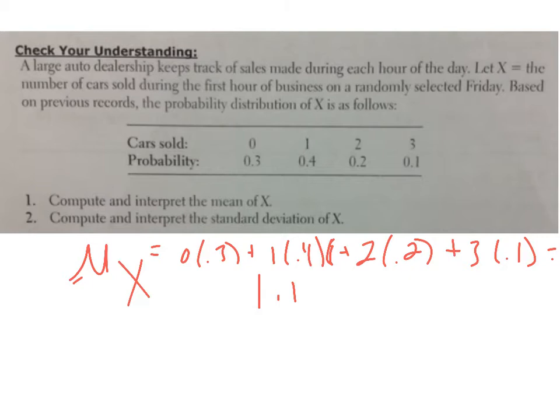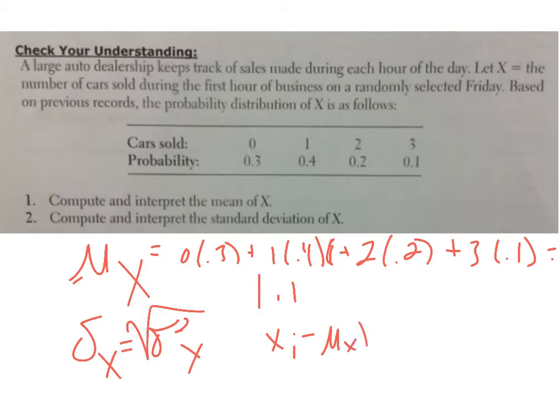Now I'm computing and interpreting the standard deviation. Remember, my standard deviation is the square root of my variance. Your variance formula is on your formula chart, but remember, it's your value of x minus your mean, squared, times the probability of that value, and we're going to add all of those up. That's my variance. When I add all those up and take the square root, I get 0.943.